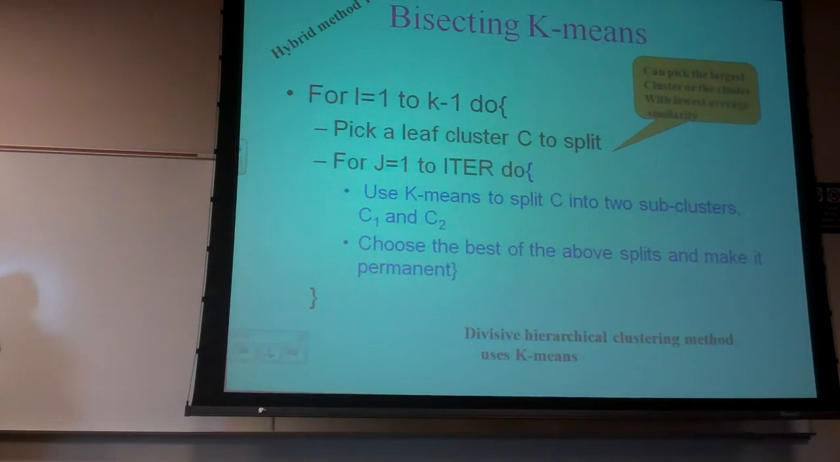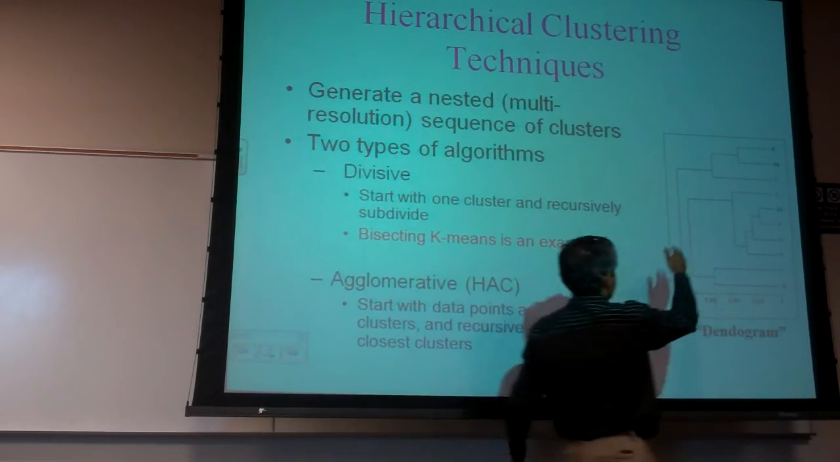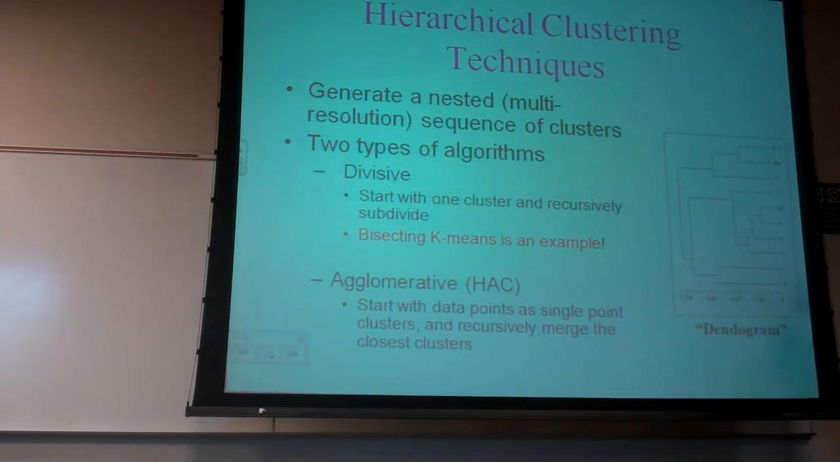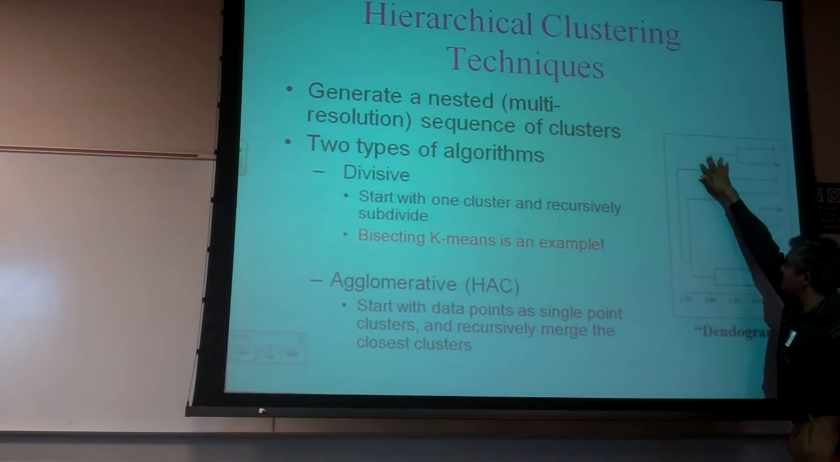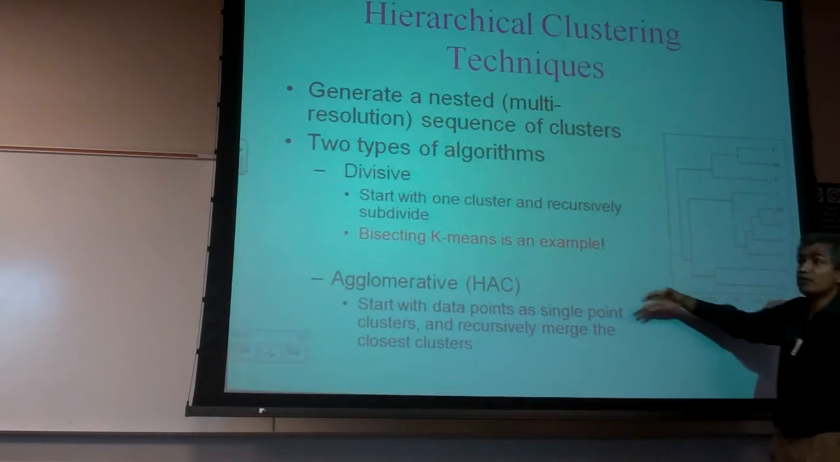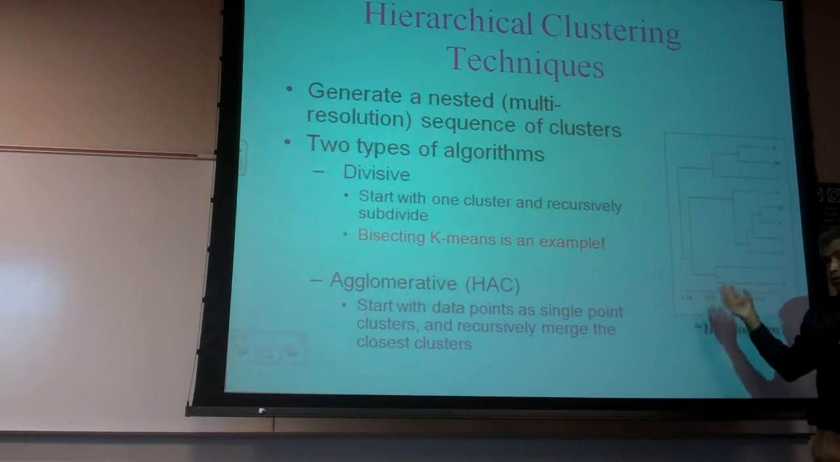The point I'm trying to make is, it is true that if you were to compute divisive hierarchical clustering and take the 3 clusters, then you get these as the 3 clusters. Had you done K equal to 3 on the original data, you may not have gotten this. But who is right?